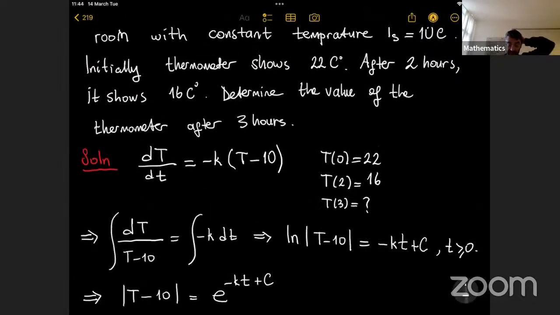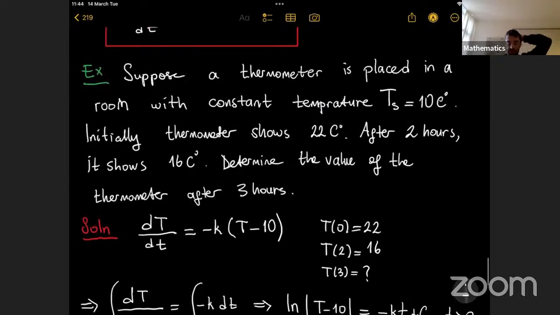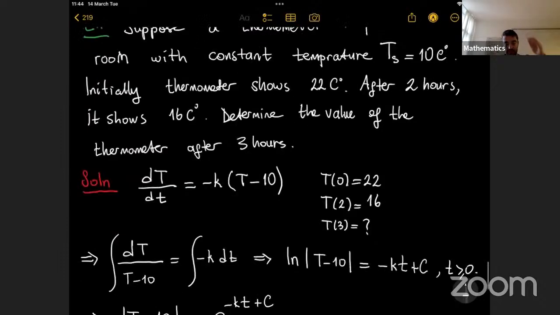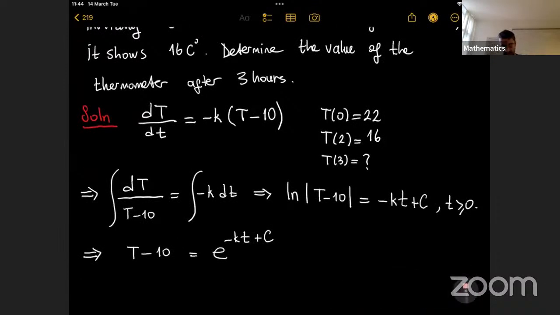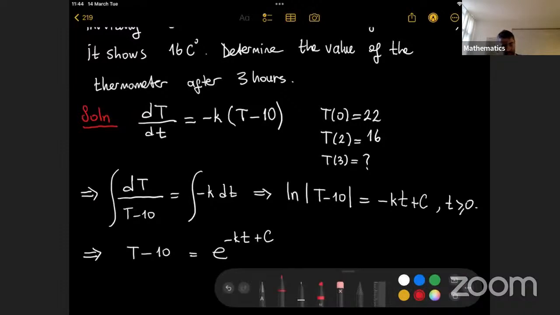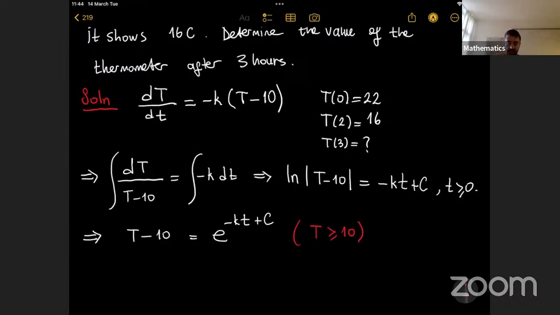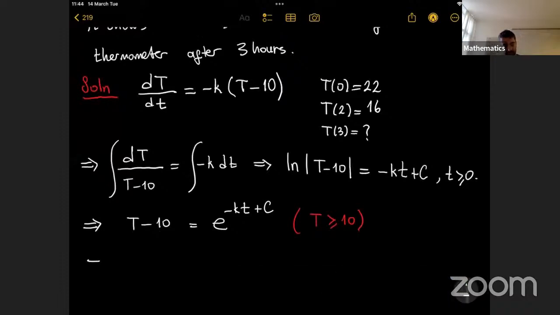Well, here we can get rid of the absolute value. The reason is that T is the temperature of the object, right? It's always greater than 10 because room temperature is 10. It never goes below 10, right? So we can write without the absolute value because T is greater than or equal to 10. It cannot go below 10 Celsius. And from here, we get simply T is equal to 10 plus e to the (minus kt plus c).